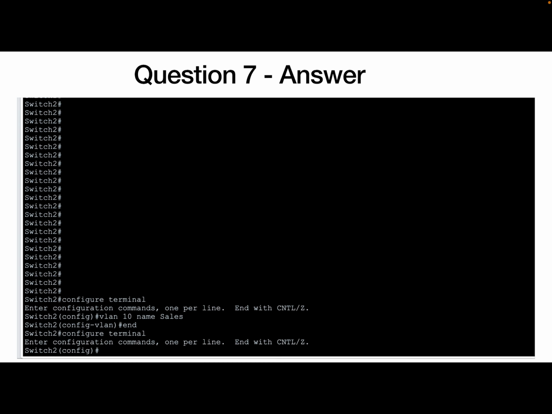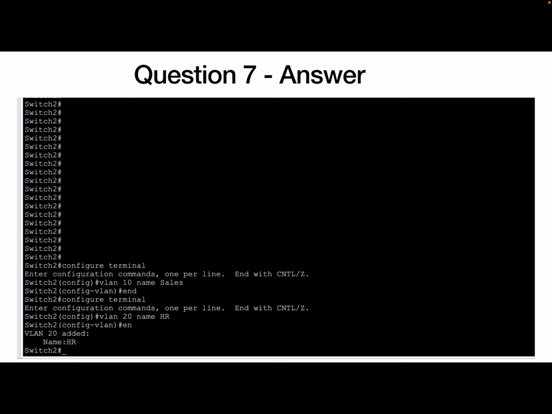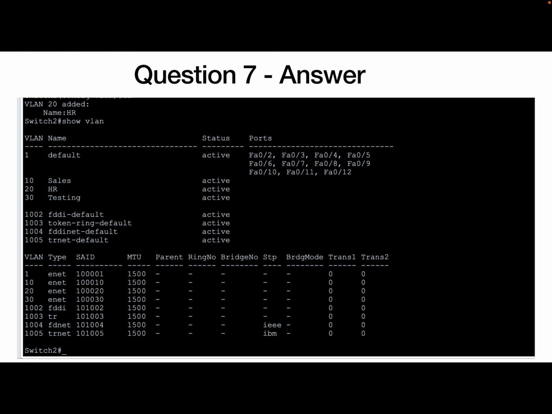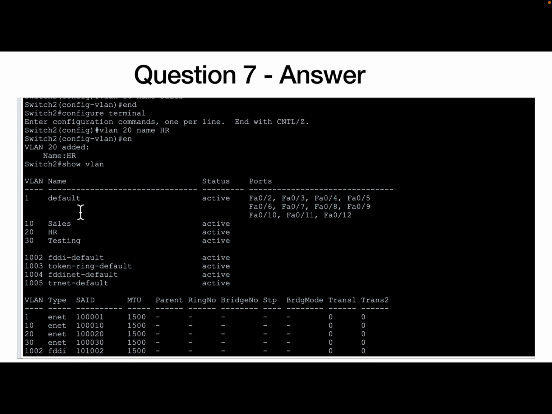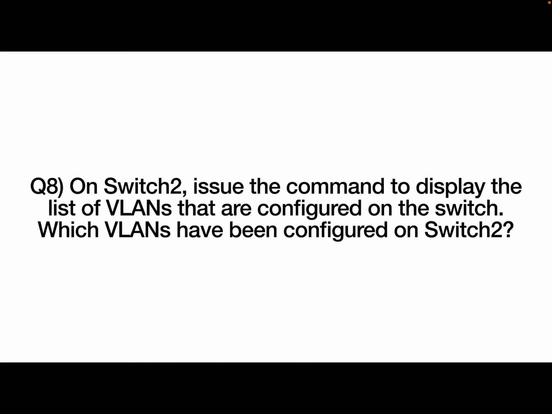Now configure terminal. VLAN 20 name HR. Great. There we go. Come out. There we go. Show VLAN. There we go. So both have their respective names now configured. Perfect.